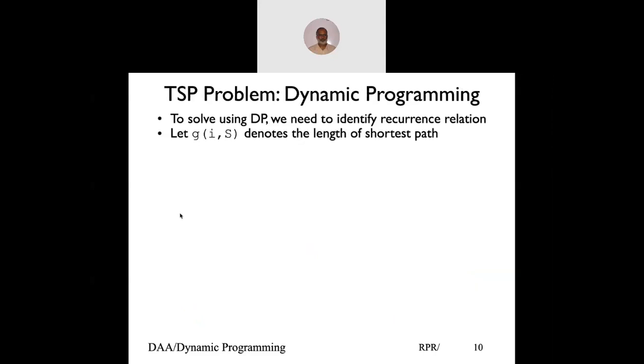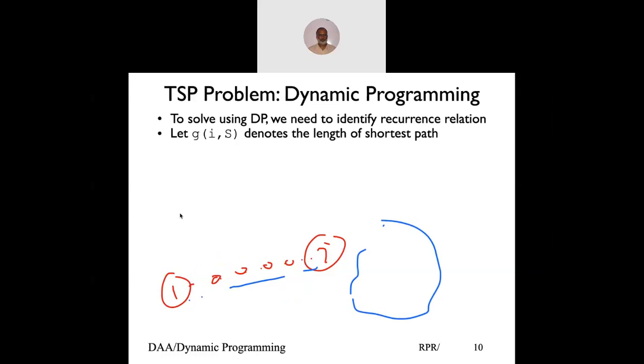So let's use some notation, and using that we will compute. Assume that we are at vertex I, starting from 1, and the vertices in the path, these are my set S, what I have visited. Starting from vertex I, these are the ones I have visited, and I have remaining vertices, and I need to go to the remaining vertices and come back.